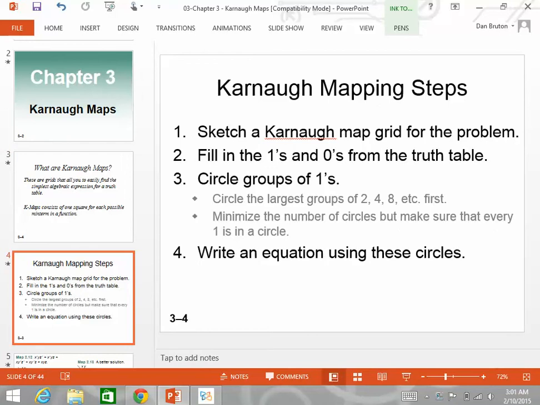The process of using the Karnaugh map is pretty simple. It's 4 steps. You sketch the grid, you fill in ones and zeros, you circle groups of ones with a couple of simple rules, and then you write an equation from that. The best way to learn how to use Karnaugh maps is by example.